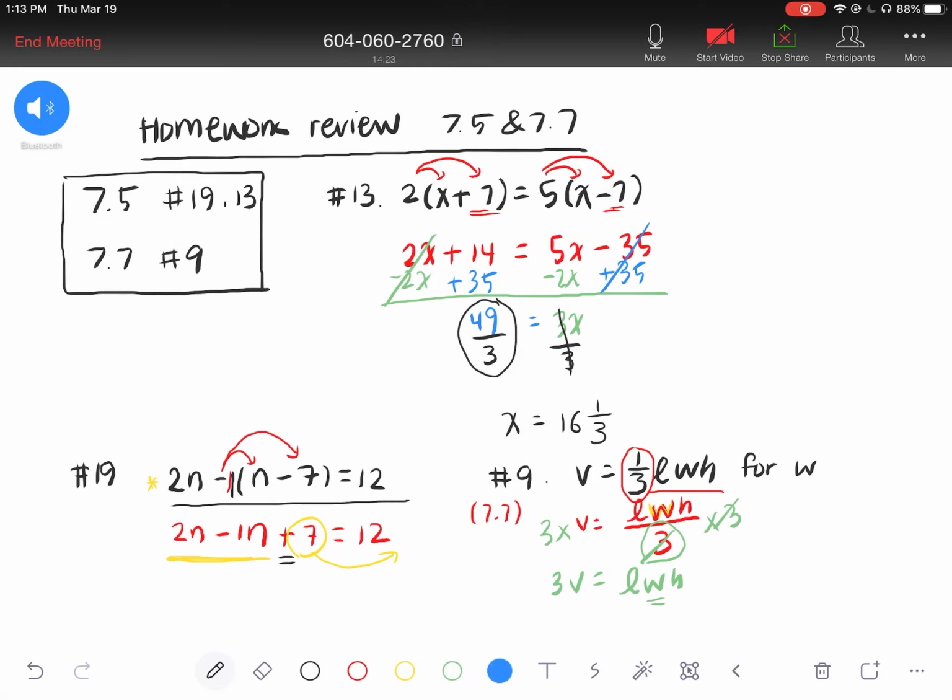I still have to work on the W, so I have to divide both sides by things that you don't need, which is L and H. So I get rid of this, H. So my W is going to be 3v over LH.